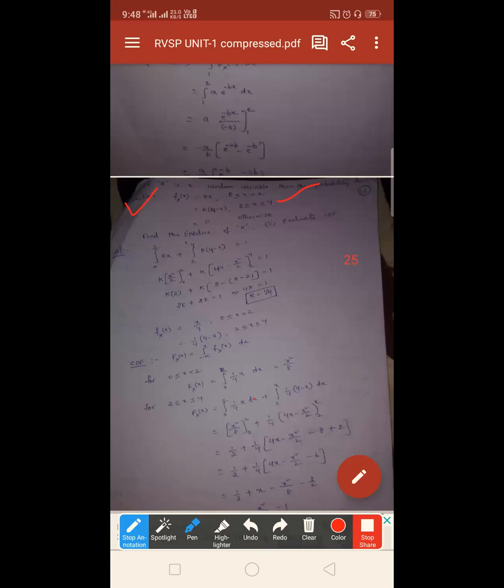First bit is we have to find the k value, because k is constant. So which property we have to use to find the value of k here? Which property you have to use? The same property. What is the property? Integral minus infinity to infinity small fx of x dx is equal to 1. This is the property you have to use to find the value of the constant.